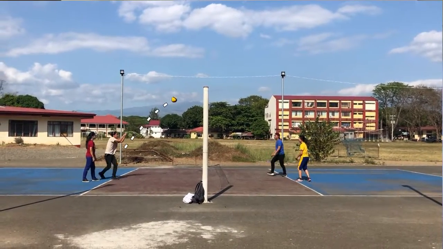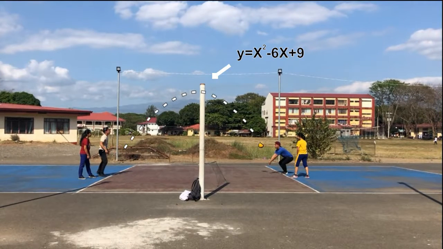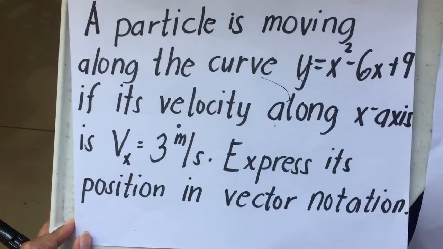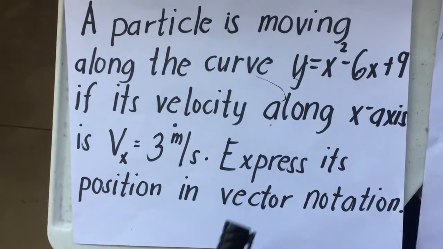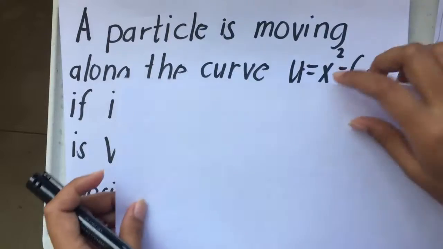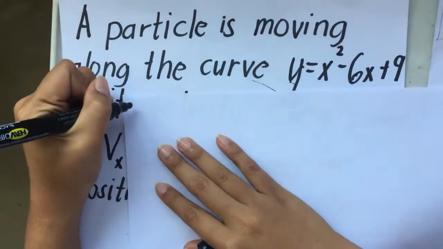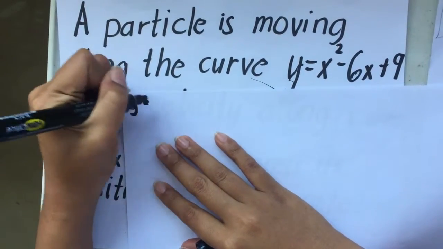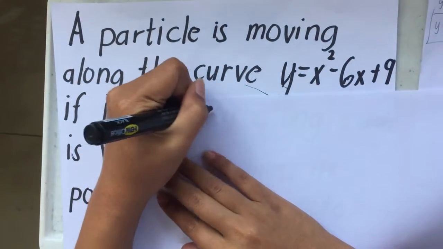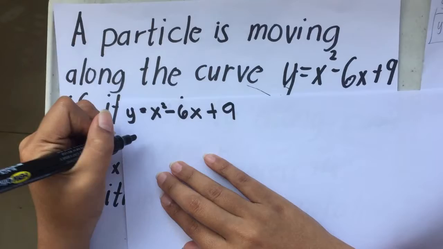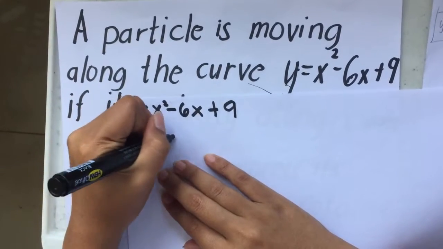A particle is moving along the curve y is equal to x squared minus 6x plus 9. If its velocity along the x-axis is v sub x is equal to 3 meters per second, express its position in vector notation. Okay, so we have the equation y is equal to x squared minus 6x plus 9, where x represents the distance.